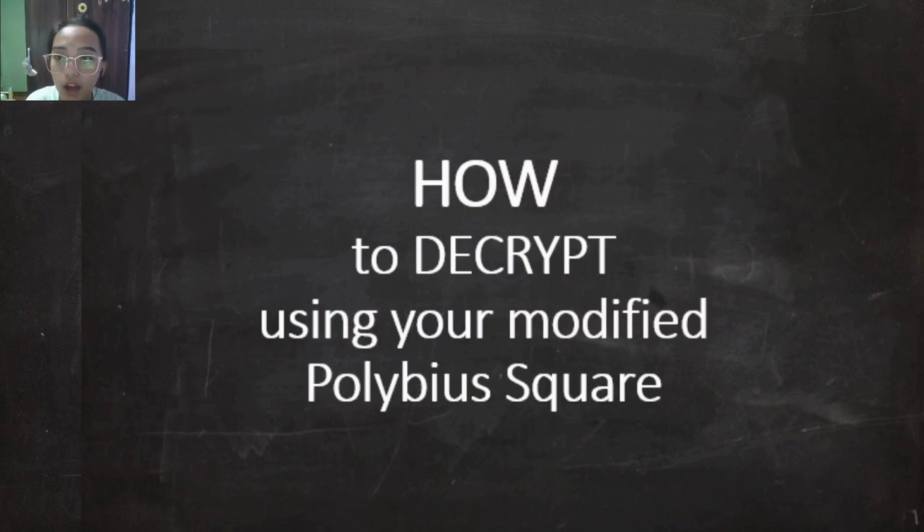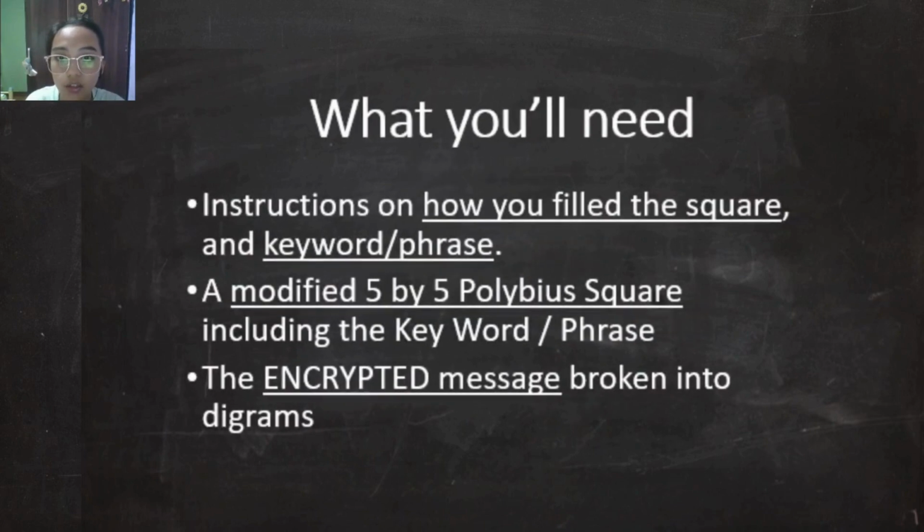So now, how to decrypt using your modified Polybius square. Now we will learn how to decrypt your message. So what you'll need is the instructions on how you filled the square. If you remember earlier, we filled the square from left to right, top to bottom. So of course you would need that if you will decrypt a message.